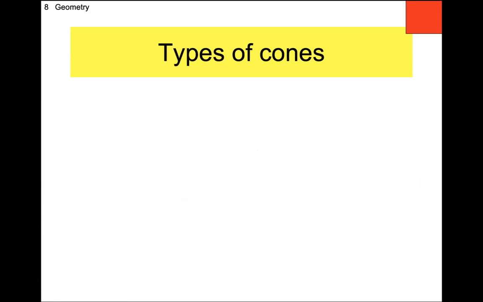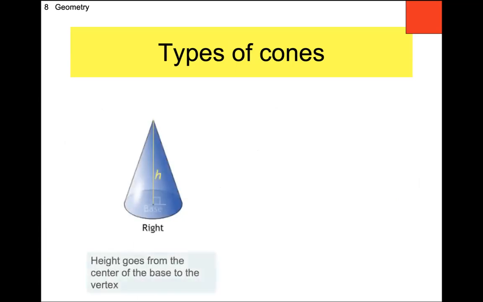All right, so those are the pieces parts. You can guess what the next slide's going to be. What kind of cones do we have? Well, if the vertex is directly over the center of the circle, that means that the height would form a right angle with the base. Then it's called a right cone.